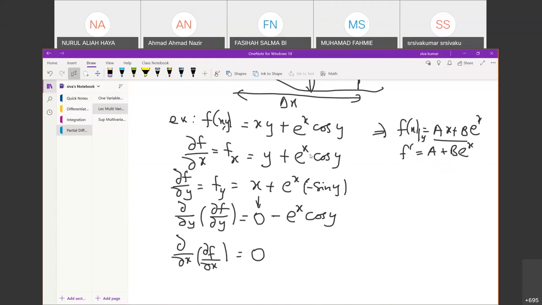Zero. Why? Because you are using no y here. e^x, still e^x. Do we disturb the cos? No. Do we disturb the cos? Never. Can you see that? Now go some more.